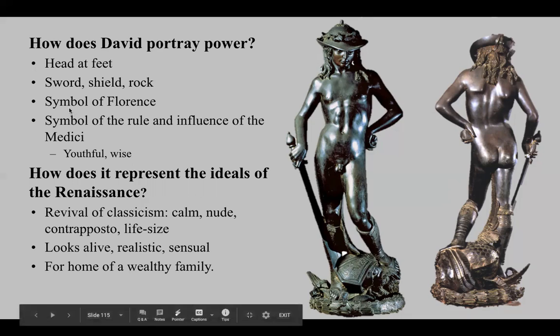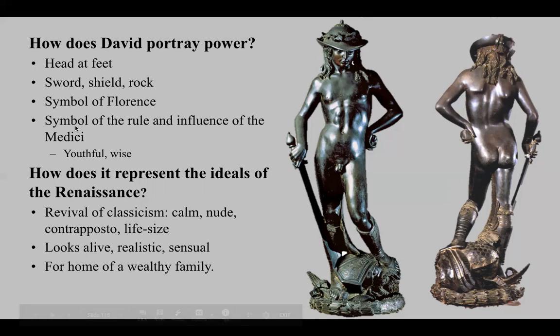We have him as the symbol of Florence, but he also is a symbol for the Medici, and to show the greatness and the power of the Medici, and the fact that the Medici were educated and could commission such a wonderful piece, right? And so how it represents the ideals of the Renaissance, it's a revival of classicism, this idea of the calm, cool, collected face, right? The ideal body, the nude body, contrapposto, it's life size.